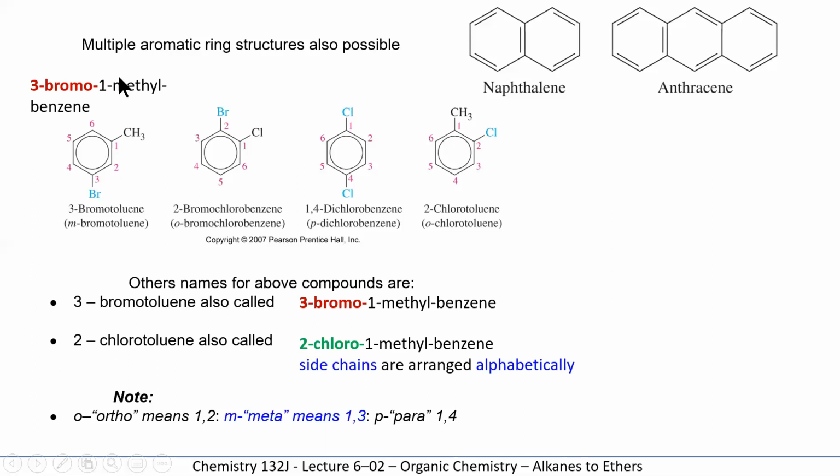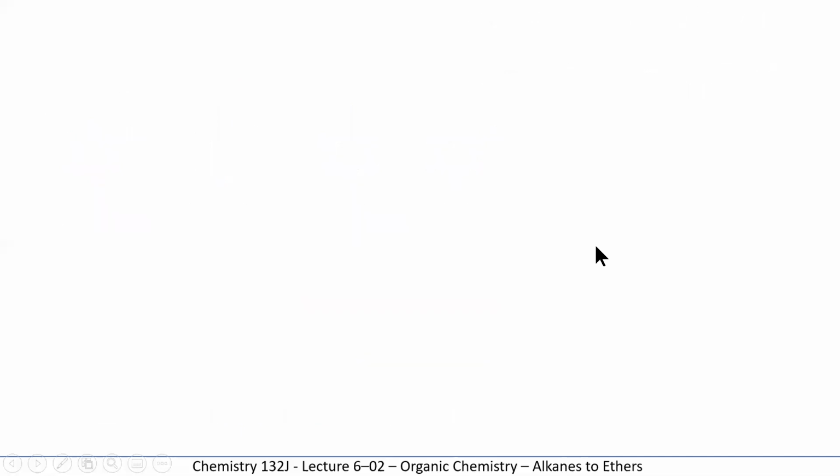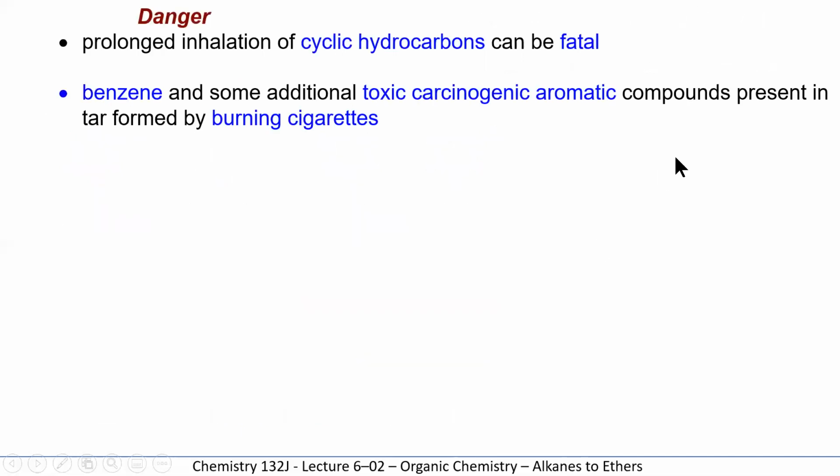So this example here would be 3-bromo-1-methylbenzene. This example, it would be 2-bromo-1-chlorobenzene. Now, you certainly don't want to expose yourself to benzene-type molecules.